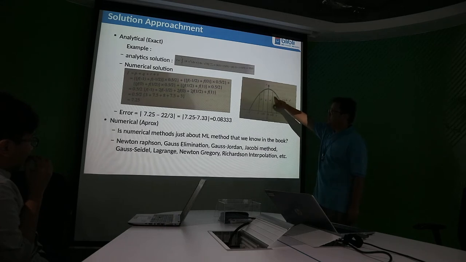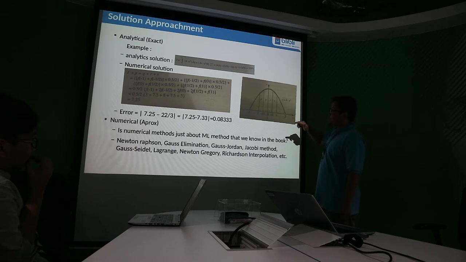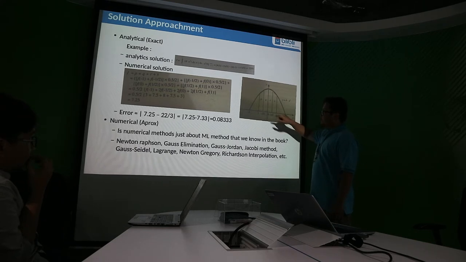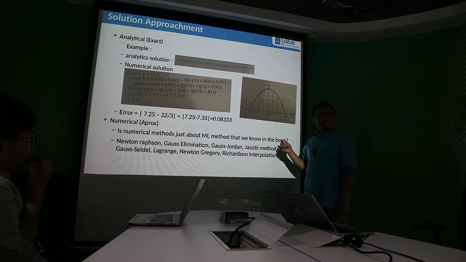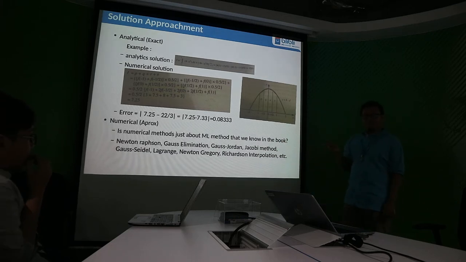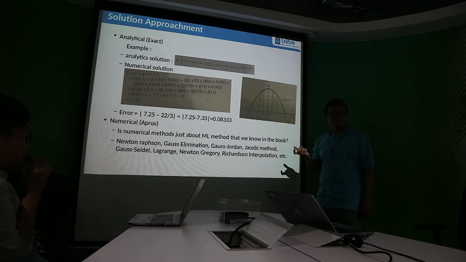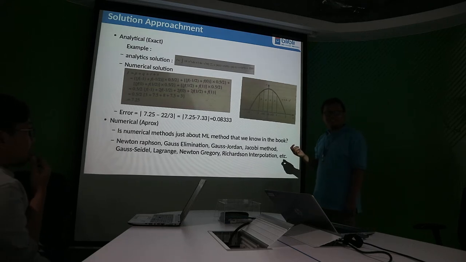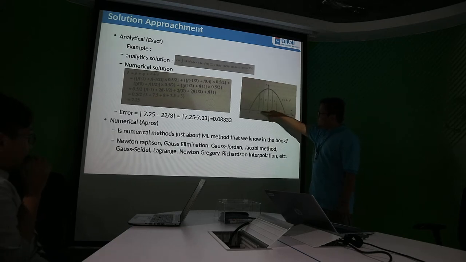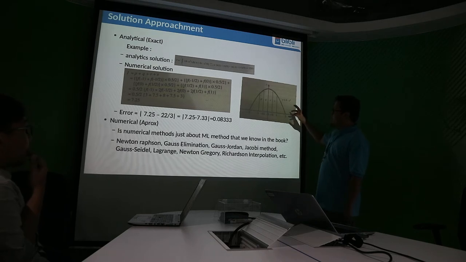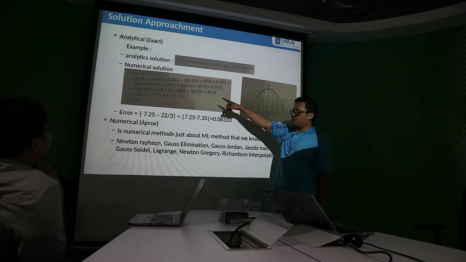And the numerical solution is just like, we have this function. This is the graph of this function, and we try to create trapeziums. Trapezium in English? Trapezoid. Some trapezoids. And we try to calculate the width of each trapezoid, and then put the value into the function for each trapezoid.